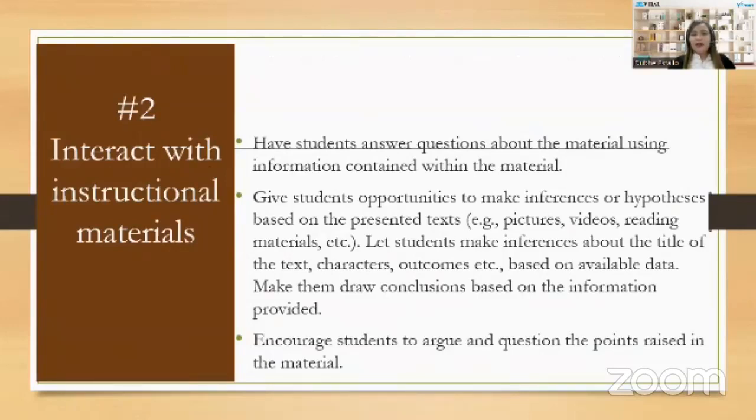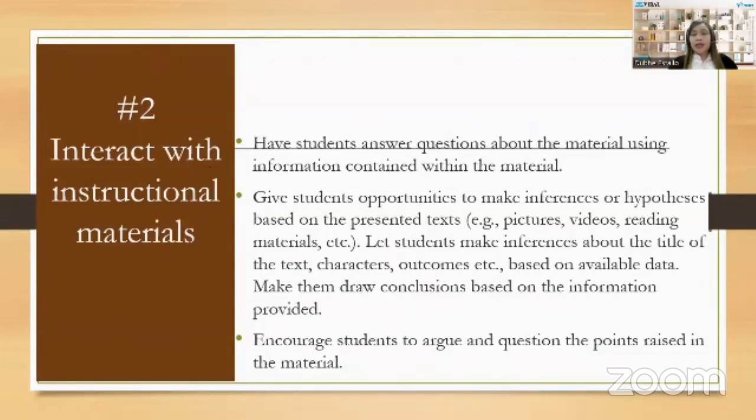We also should be giving them more opportunities to make inferences or hypotheses based on presented text, such as pictures. If there is a picture, we could let them talk about the picture and guess what the picture is about, what's going on in the picture. What do you think is the historical context presented in the picture? What do you think will happen to the individuals in the picture, for example? Same is true when presenting them with videos and reading materials and other texts.